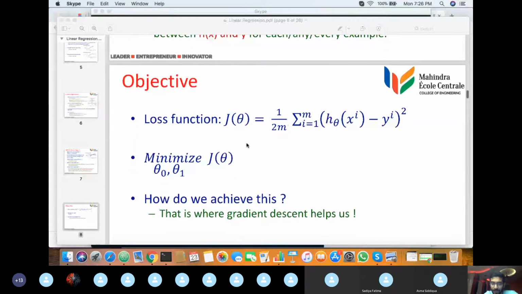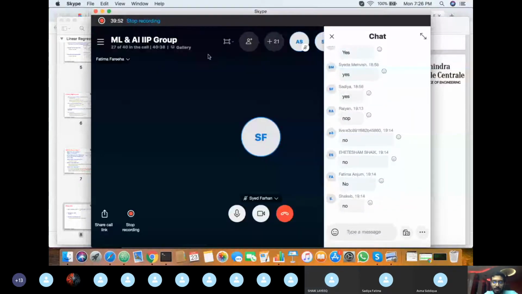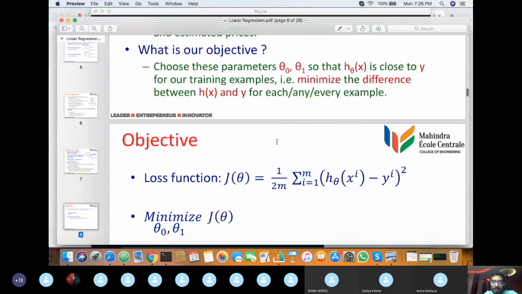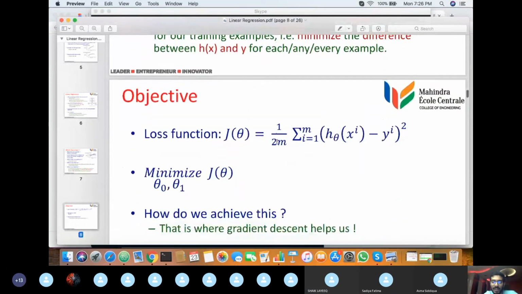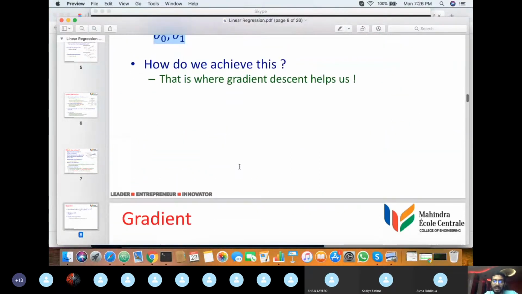Okay, and our core aim should be to reduce the loss function, or the cost function, or the error, in such a way that we keep tweaking our B0 and B1. And this is where we actually come across something called gradient descent.